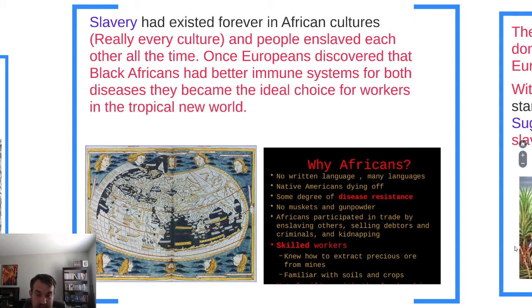And Europeans found out that Africans had a good amount of immunity to smallpox and a good amount of immunity to malaria. Africans tend to have some of the strongest disease immune systems out of anyone around the world. So they became the ideal desired worker in this tropical new world, especially in the Caribbean islands that were going to be basically turned into these plantation agricultural zones. Africa is going to get really terribly affected by these next steps that happen throughout world history.